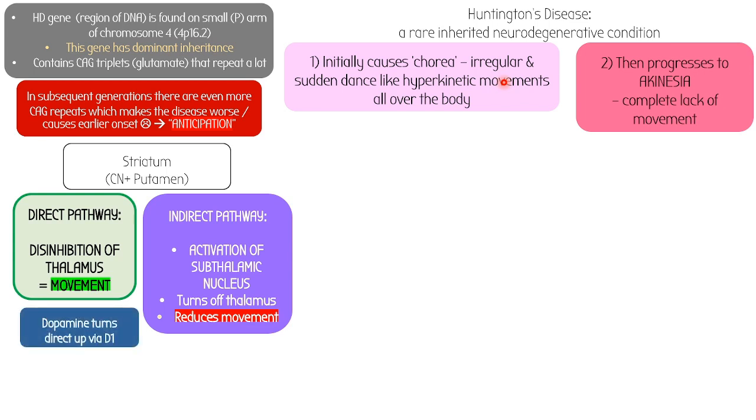Now, dopamine comes along and can modulate these pathways. It acts on the striatum via D1 receptors to turn up the direct pathway, and it acts via D2 receptors to turn down the indirect pathway.